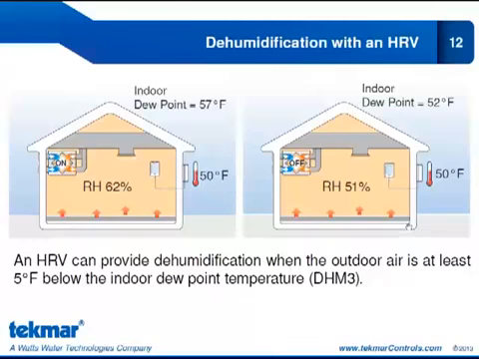If I look at the right-hand side, I've been operating this HRV for a while now, and now the indoor dew point is 52. My outdoor temperature is still 50. Once there is a 2-degree separation between the indoor dew point and the outdoor air temperature, we turn the HRV off, so it will not be providing dehumidification any longer. You can see, though, it had quite an effect on our relative humidity. We went from 62% to 51%. So the HRV dehumidification is very effective.